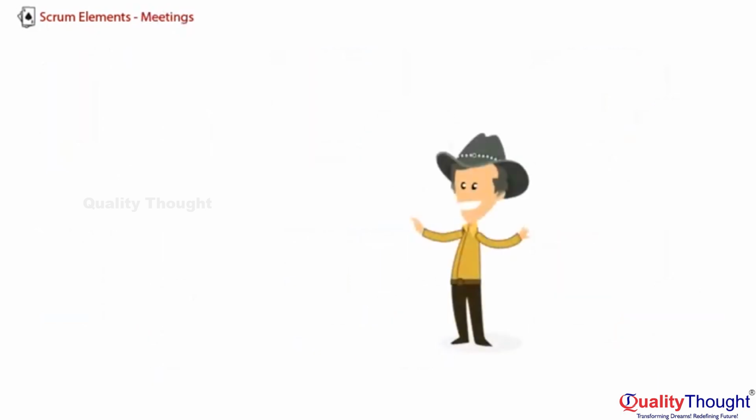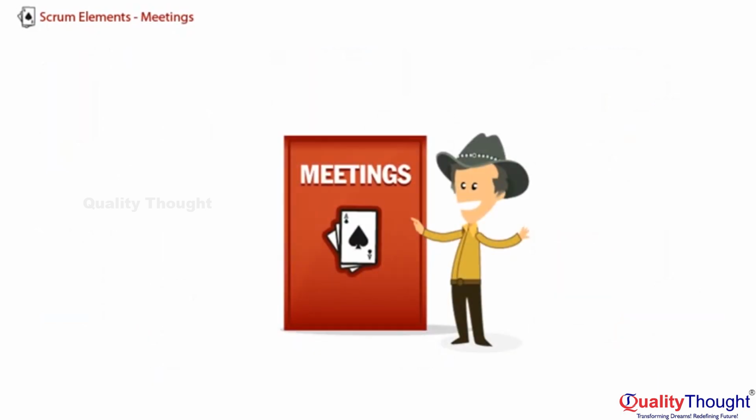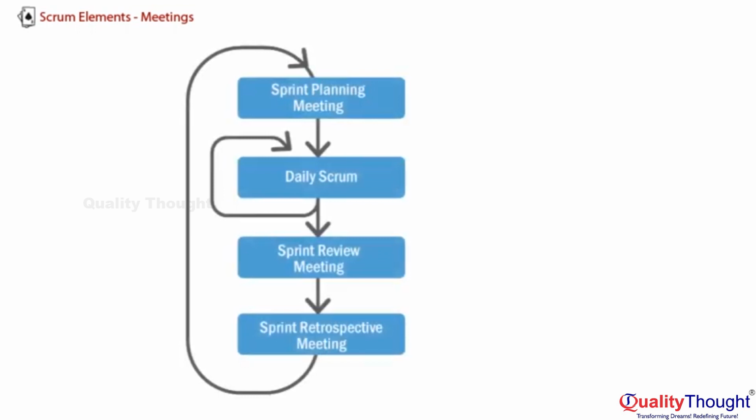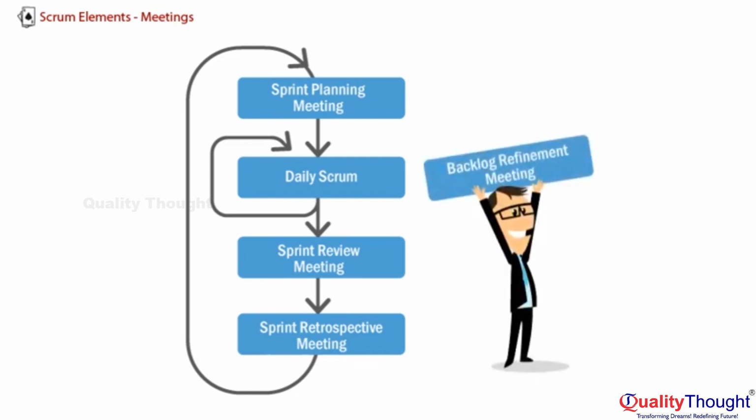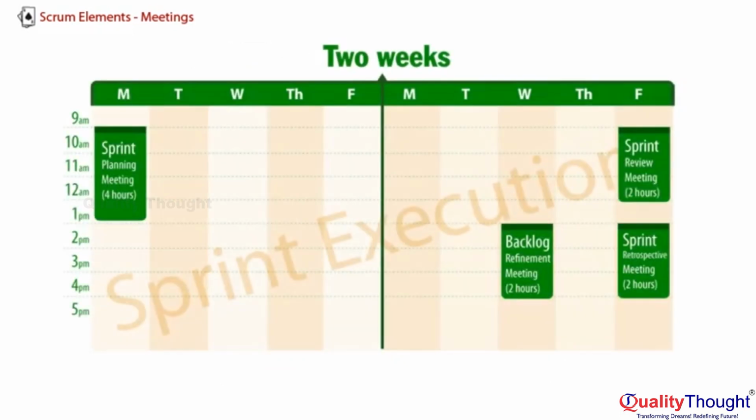Now let's have an overview of the meetings in Scrum. There are 4 meetings defined by Scrum and a 5th one that just about everyone has found useful to do. The 4 meetings defined by Scrum: the sprint planning meeting, the daily Scrum, the sprint review meeting, and the sprint retrospective meeting. The 5th one has no official name, so we'll call it the backlog refinement meeting. Here's an example of how those meetings might fit into a 2-week sprint.